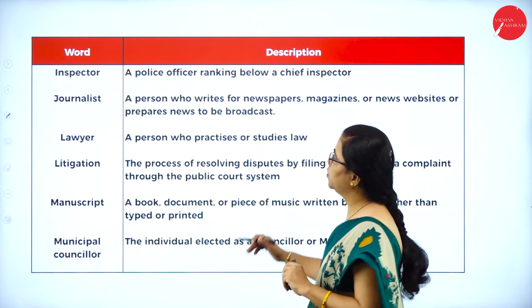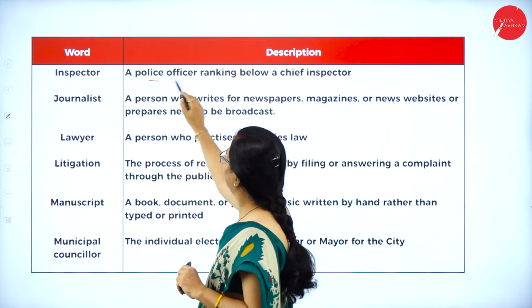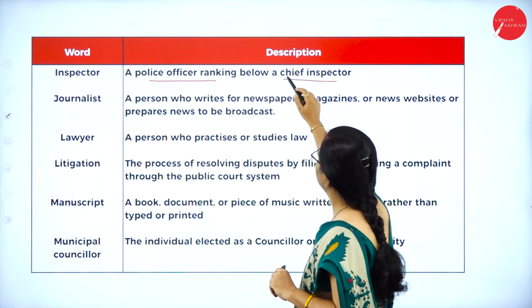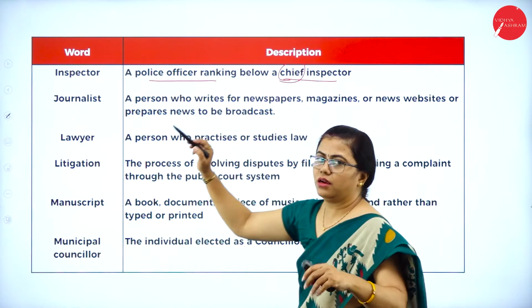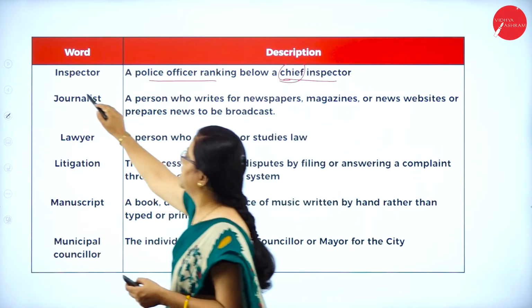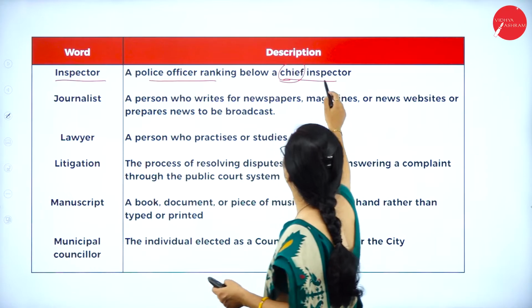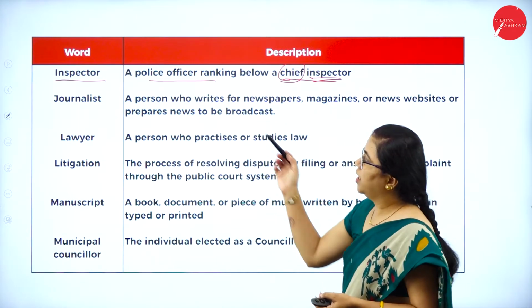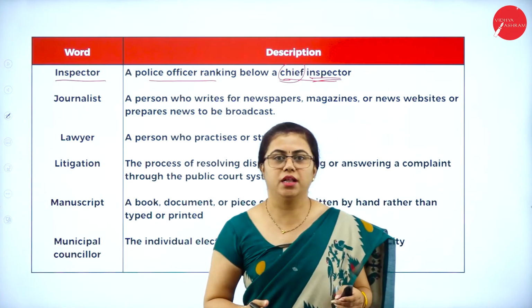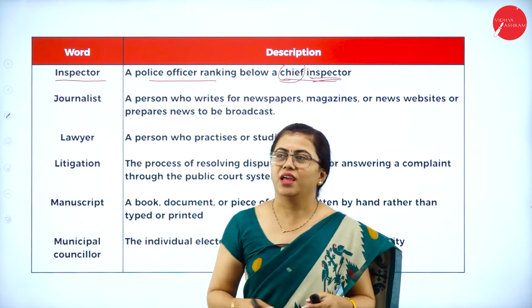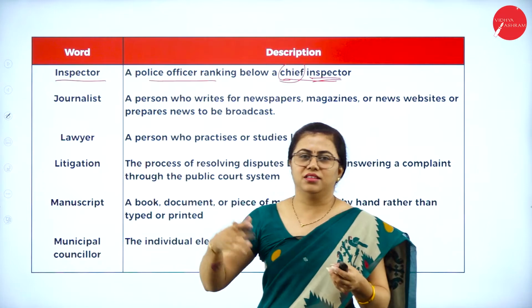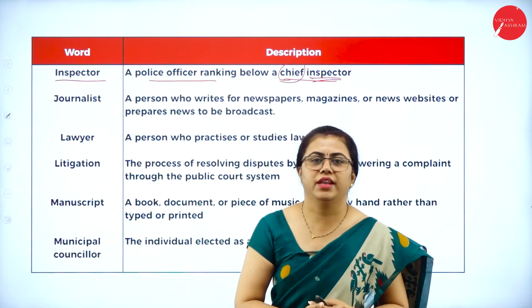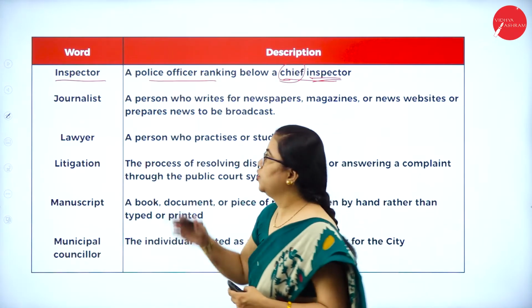Then we have this word: a police officer ranking below a chief inspector. A chief inspector is somebody like a circle inspector, so that one below is an inspector. You get a clue here: below a rank, so you can just write inspector. So here Margaya meets an inspector on the way to Madras. Or you can just say there is an inspector living next to my house. Anything is fine.